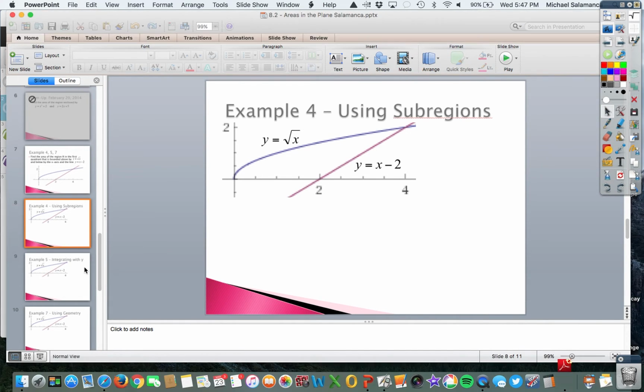This time we're going to do it integrating with respect to y. So sometimes you'll have these really ugly functions for x, and it's easier to integrate it with respect to y. So we need to be able to convert these. Now, what we're going to do is first take our functions.